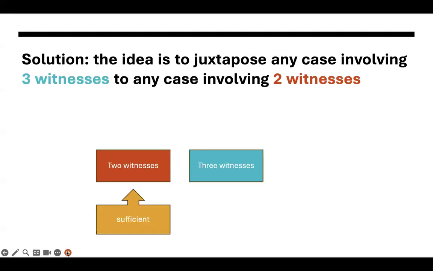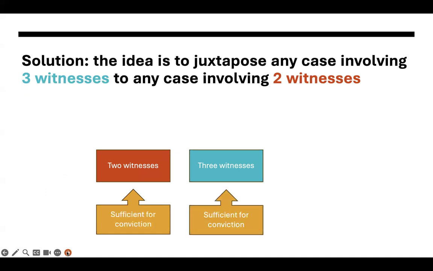The solution that the Gemara finds is to juxtapose any case that involves 3 witnesses to any case involving 2 witnesses. Basically, the claim here is it's not a coincidence or a fluke that the Bible said 2 or 3. What the Bible meant to do was say that in any case when you're dealing with 2 witnesses, 3 witnesses are just as good and vice versa. In other words, if two witnesses are sufficient for a conviction, of course, three witnesses are also going to be sufficient for a conviction.